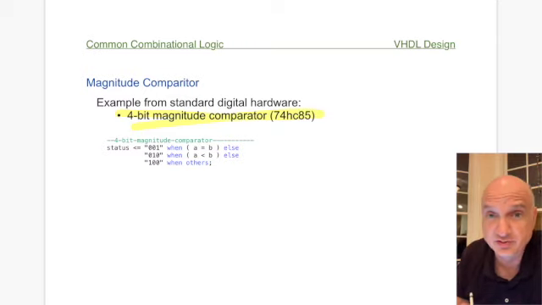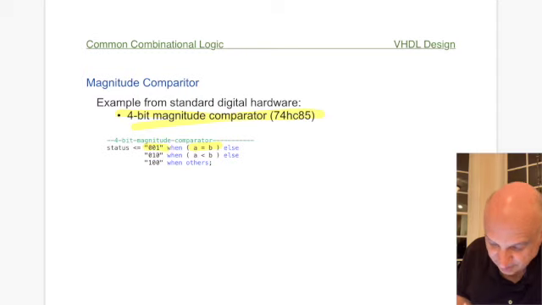This is a conditional signal assignment statement, and basically we're checking the inputs A and B, and if they're equal to one another, it will activate the low bit of the status output. If A is less than B, it will activate the middle bit, and then if it's others, which would be A is greater than B, it would activate the far left bit.